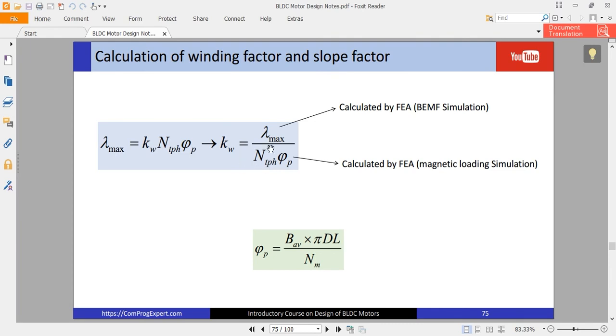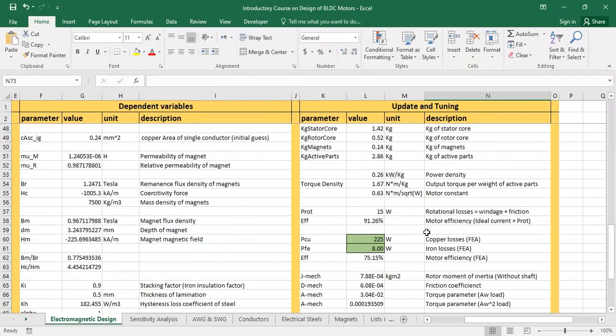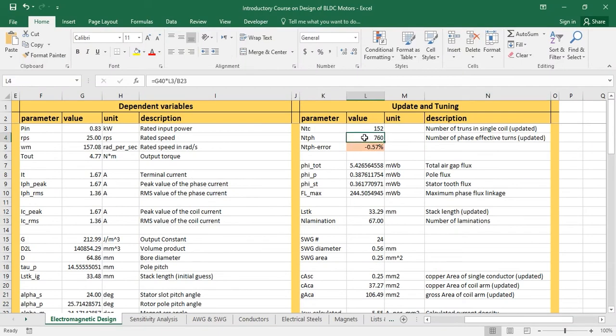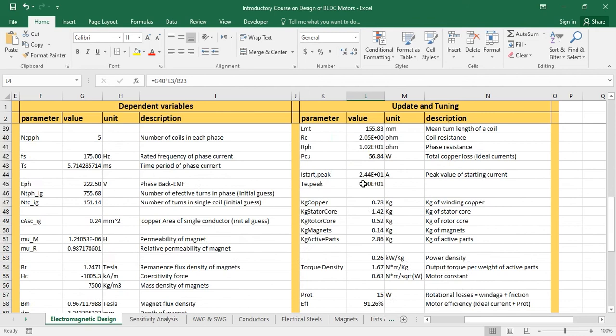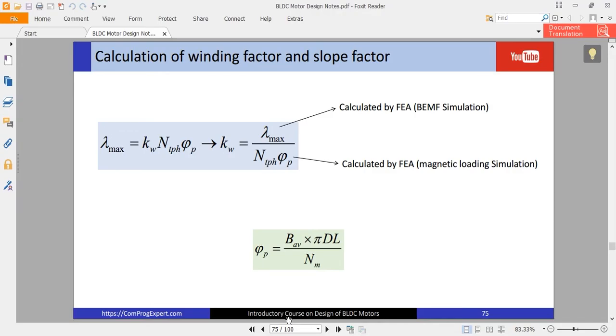Okay, so what is the number of effective turns per each phase? It is equal to this number, 760, right? And what is the value of pole flux? Pole flux is calculated by this equation, magnetic loading times pi D L divided by number of magnets. We know the value of D, we know the value of L, and we calculated the value of magnetic loading using the finite element method, so we can calculate pole flux.